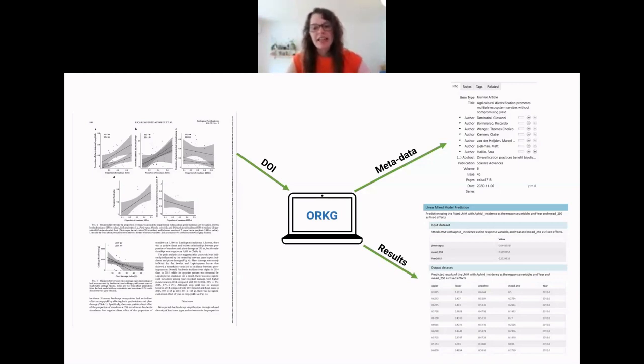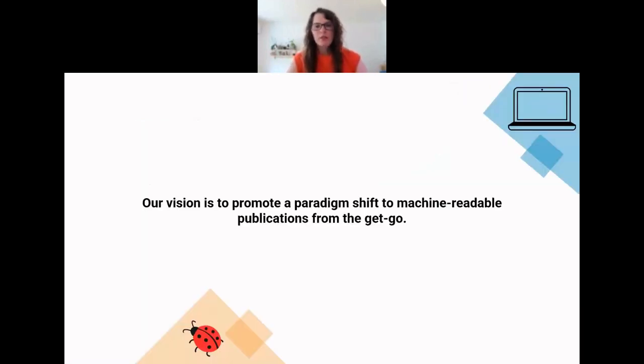And in this case study, we applied this approach to an already published paper. But our vision is to promote a paradigm shift where researchers publish their data in this format from the outset. And to remind you, there are a number of motivations for doing this.